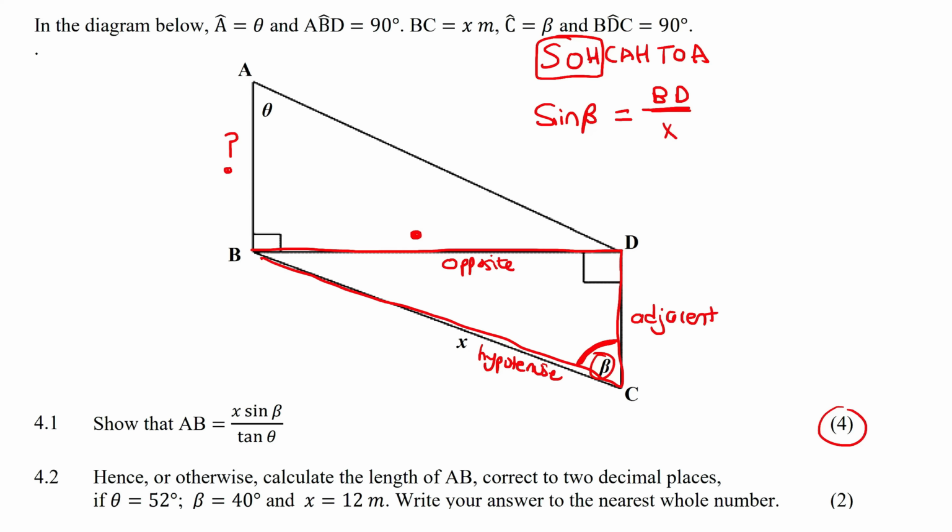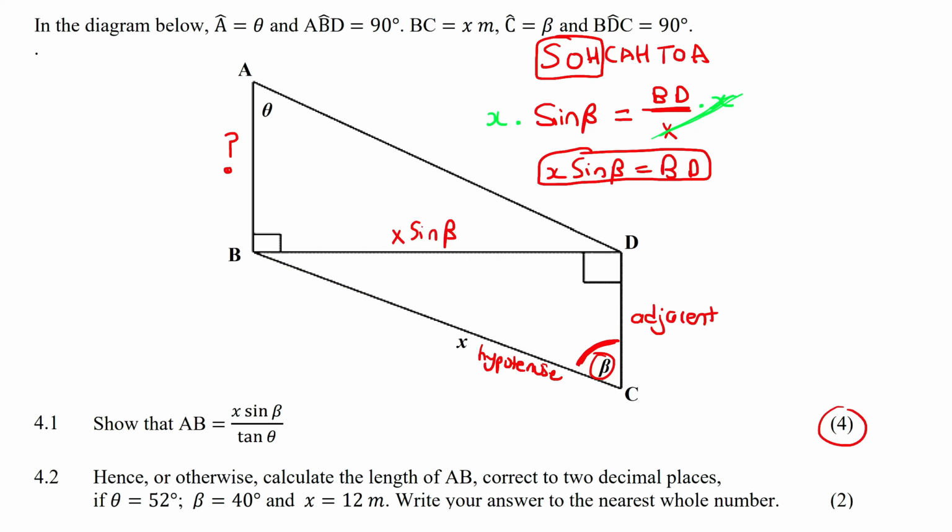All I'm going to do now is get this by itself. How do I get that by itself? Well, I need to get rid of this X. So I'm going to multiply this side by X, and what I do to the one side, I have to do to the other side. The reason I've done that is so that these two can now cancel each other out. And now I'm left with BD is equal to X sin beta. So look at that. We have found BD. So now I can fill BD in as X sin beta.